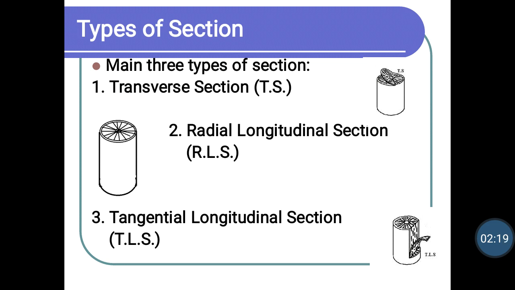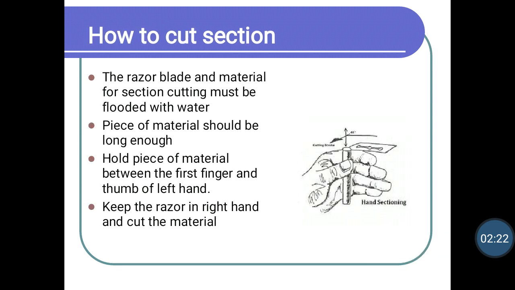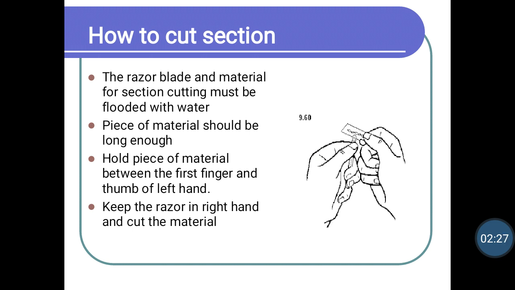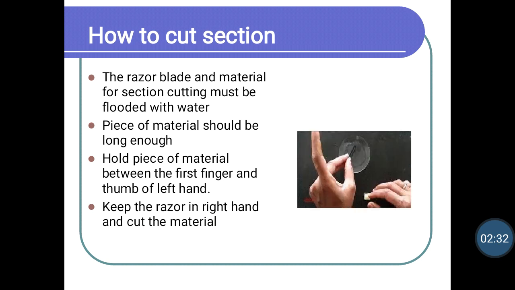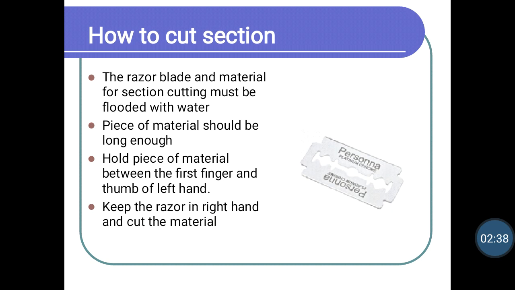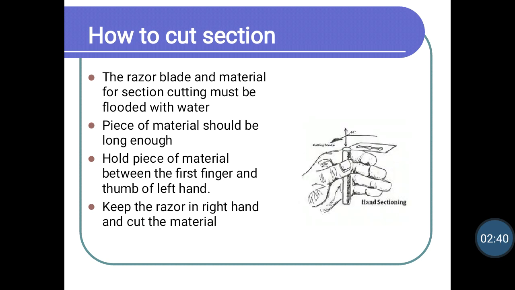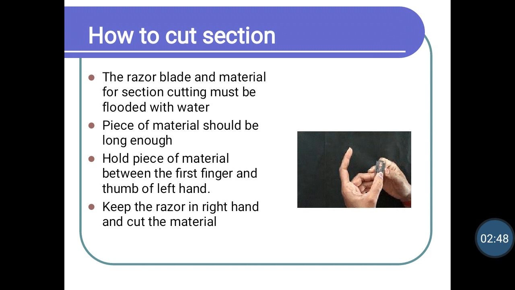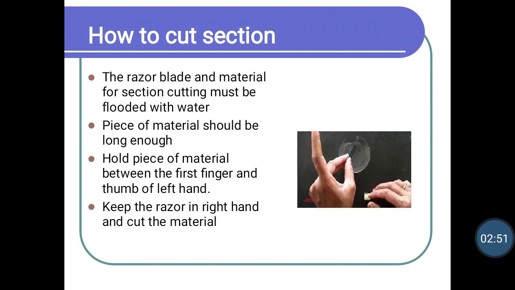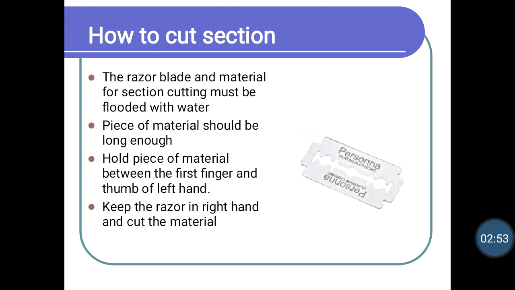Let us see about how to cut section. Firstly, the razor blade and material for section cutting must be floated in water. Take a piece of material for section cutting that should be long enough so it can be held easily in hand. Hold the piece of material between the first finger and thumb of the left hand and keep the razor in the right hand, and in this way take the section or cut the material.